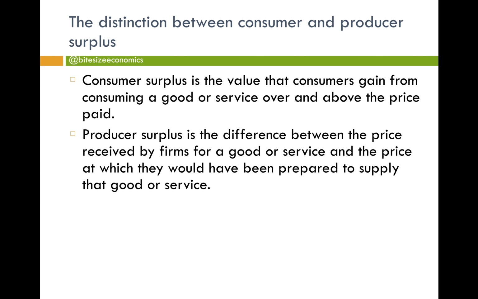Now we're talking about producer surplus. So producer surplus is the difference between the price received by firms of a good or service and the price at which they would have been prepared to supply. So it's a bit like consumer surplus, except this time, say you're selling diamond rings, and you're prepared to sell them for £500 each, and then a customer comes over and says, oh, can I please buy the diamond ring? I want to buy it for £800. And therefore your producer surplus is going to be £300, because you're prepared to sell it for £500, but someone has just offered you £800 for it. So that's what producer surplus is.